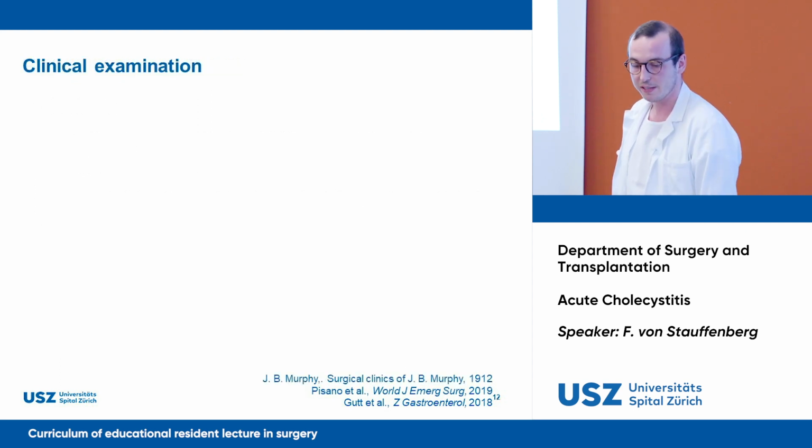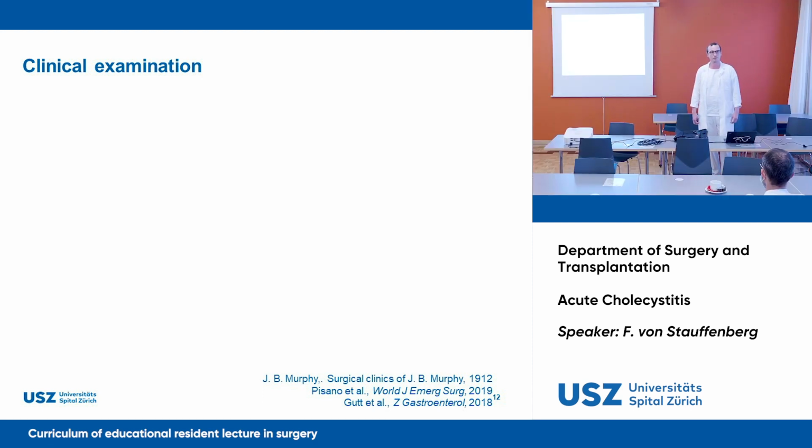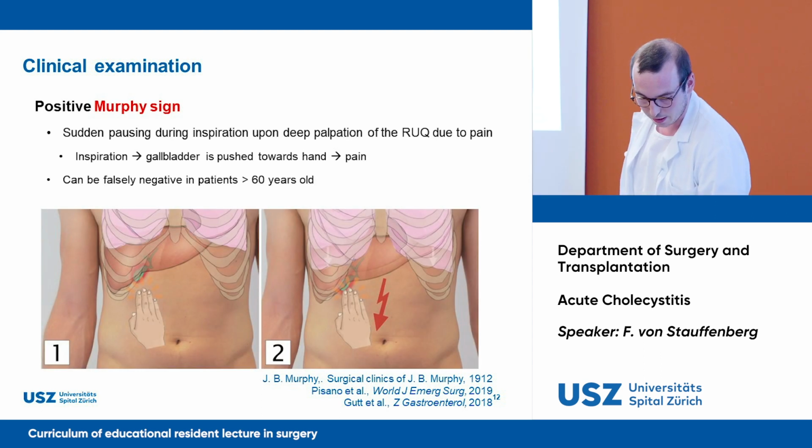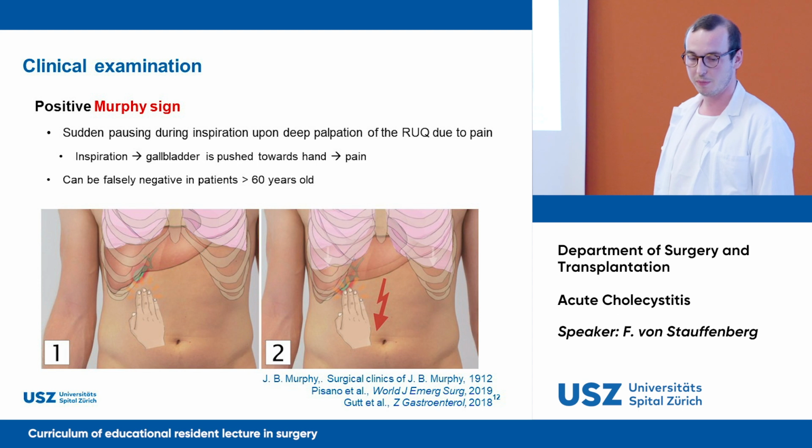So one question to the residents: there's one clinical examination which is nearly pathognomonic for cholecystitis. What is the name of the sign I'm talking about, and how do you define it? The Murphy sign. Yes, the Murphy sign is right. And this is defined as a sudden pausing during inspiration upon palpation of the right upper quadrant due to pain.